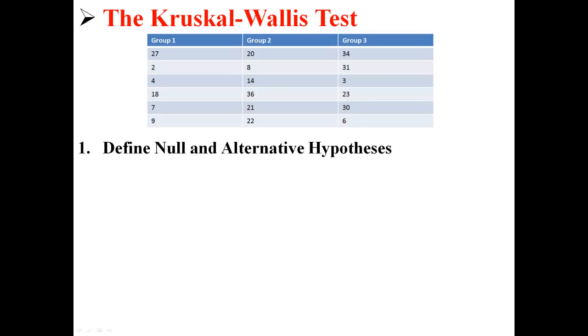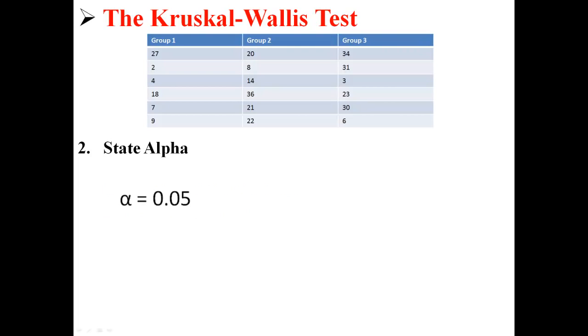So let's start with step 1, defining the null and alternative hypotheses. For a Kruskal-Wallis test, our null hypothesis, H0, is that there is no difference between the treatments that we're comparing. Our alternative hypothesis, H1, is that there is a difference between the treatments that we are comparing. Step 2 is to state the alpha level. That's easy because I already said use an alpha level of 0.05.